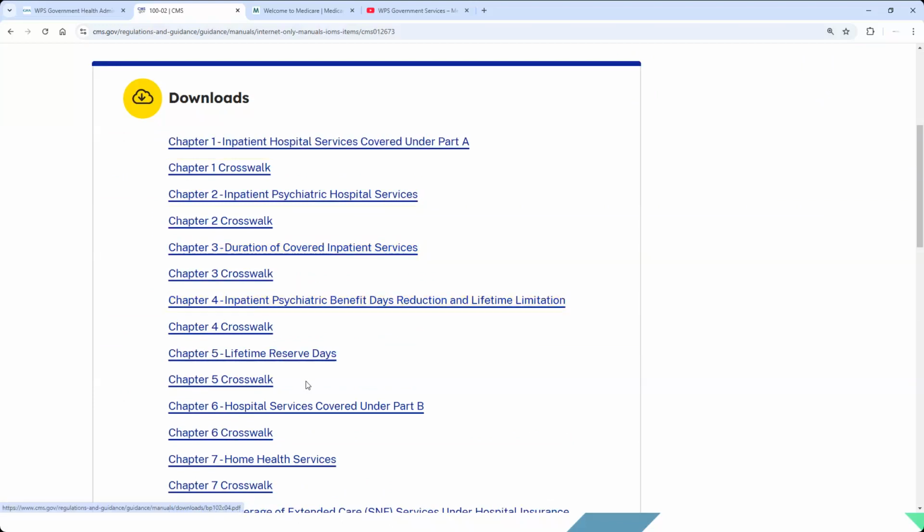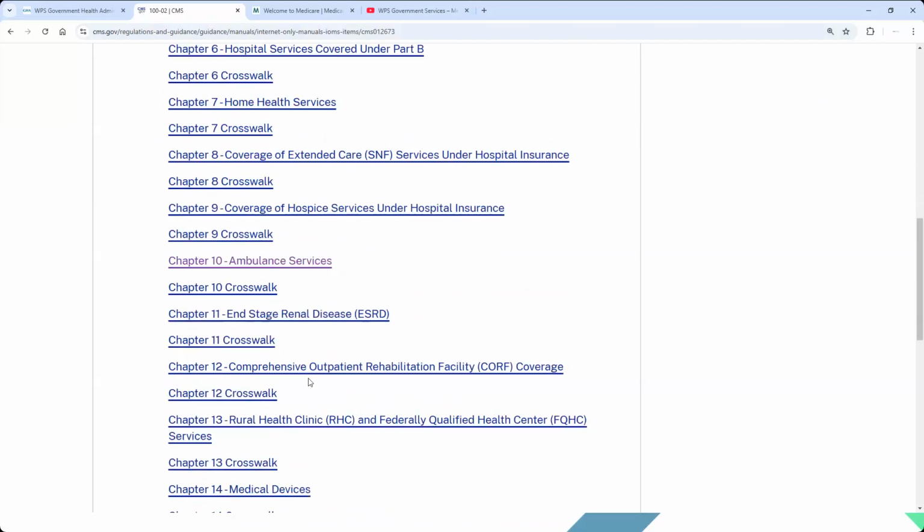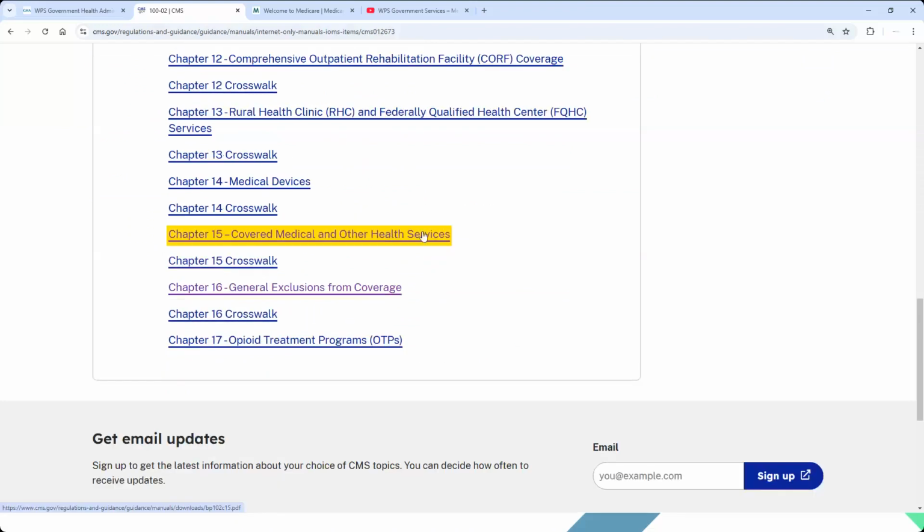Now, each one is broken down further. Let's go ahead and move down to one of the lower ones. And the reason I'm going to choose this one, I'll explain in just a moment. We're going to go to covered medical and other health services. If you cannot find your coverage up above, and this is the question that came in, they were looking for private practice physical therapy coverage rules for Medicare.